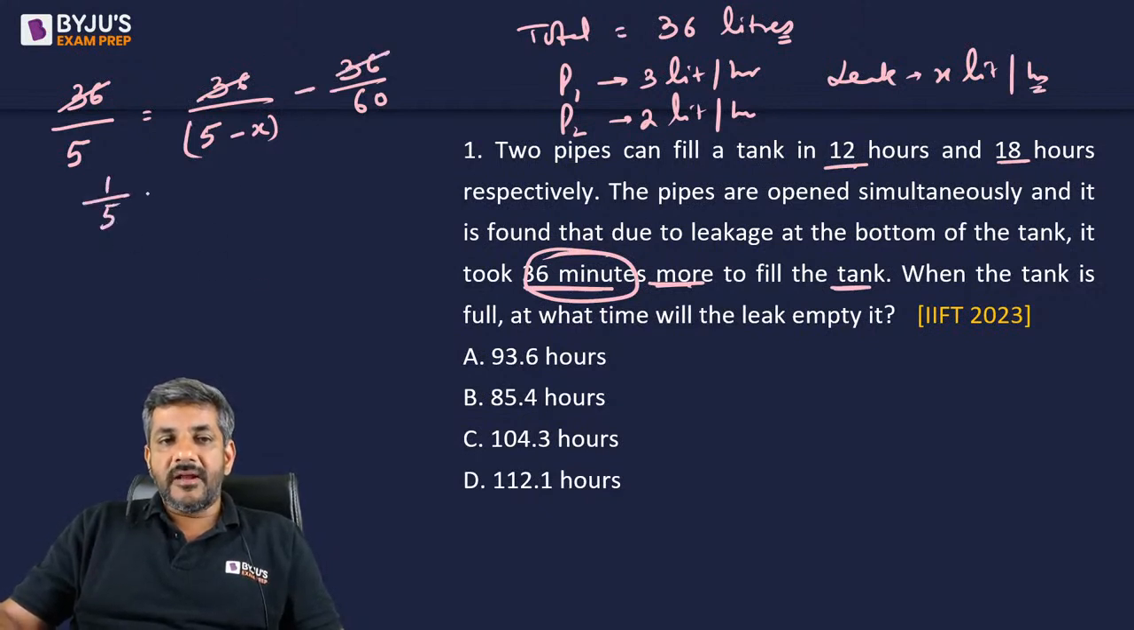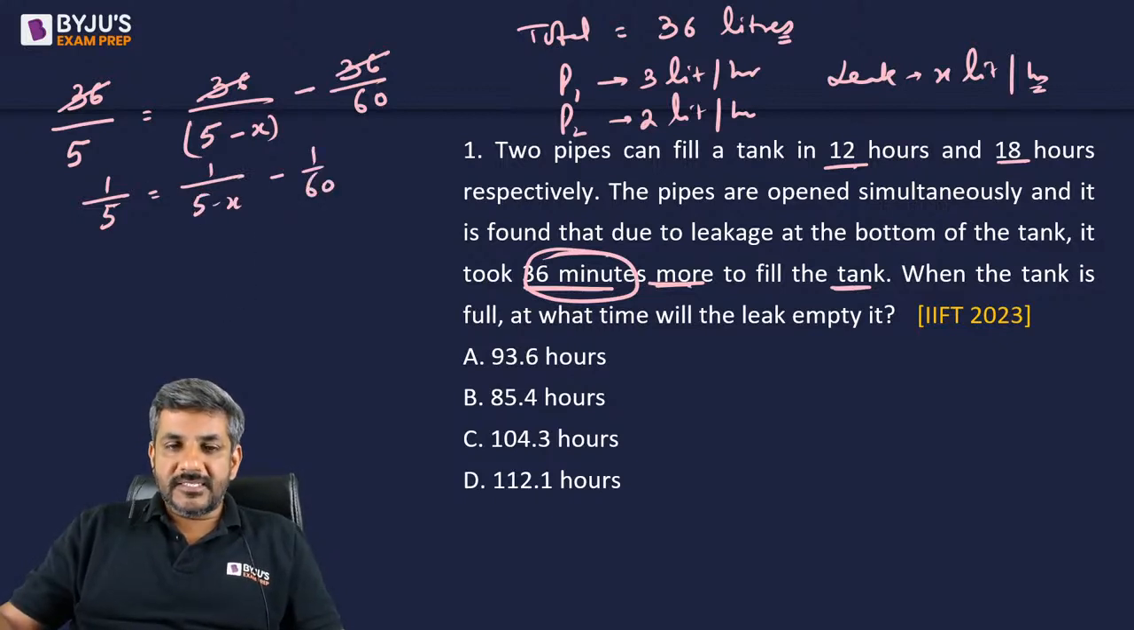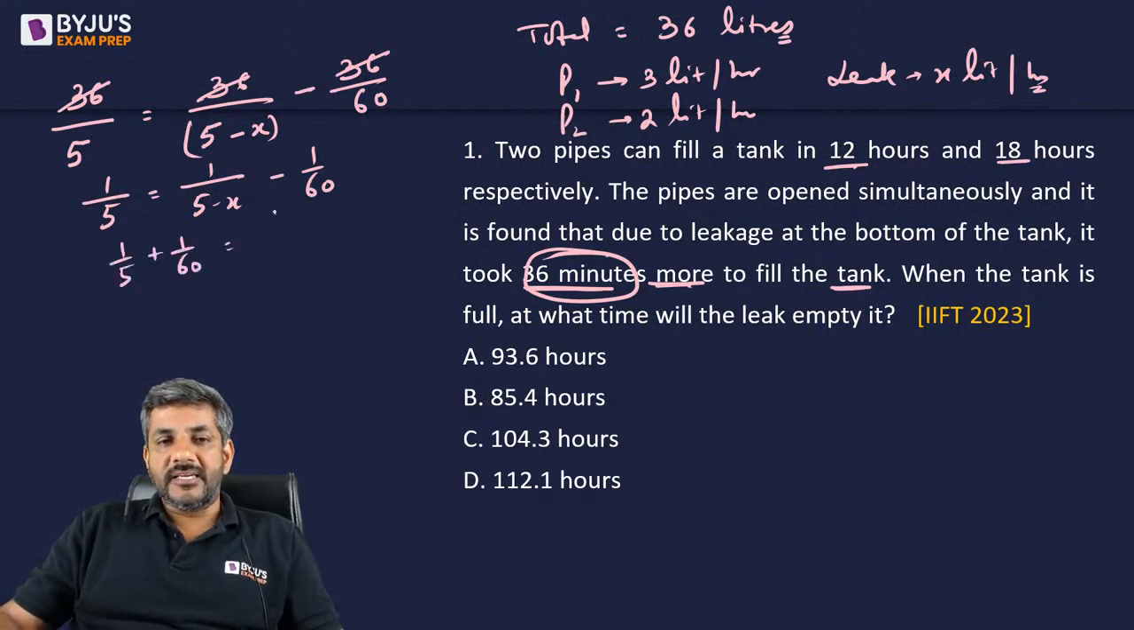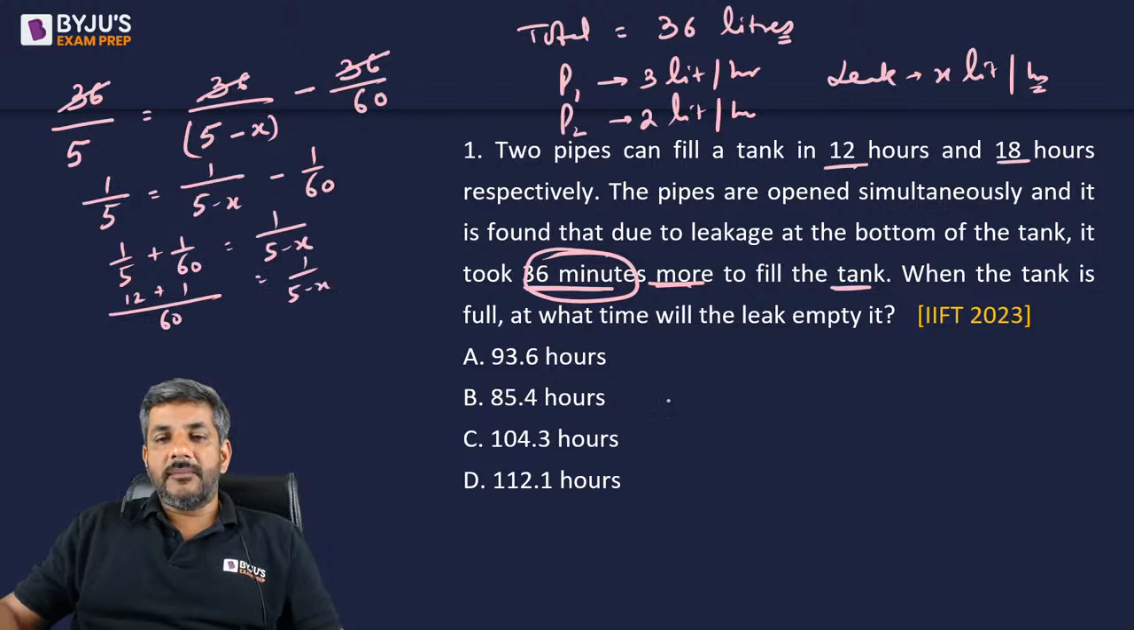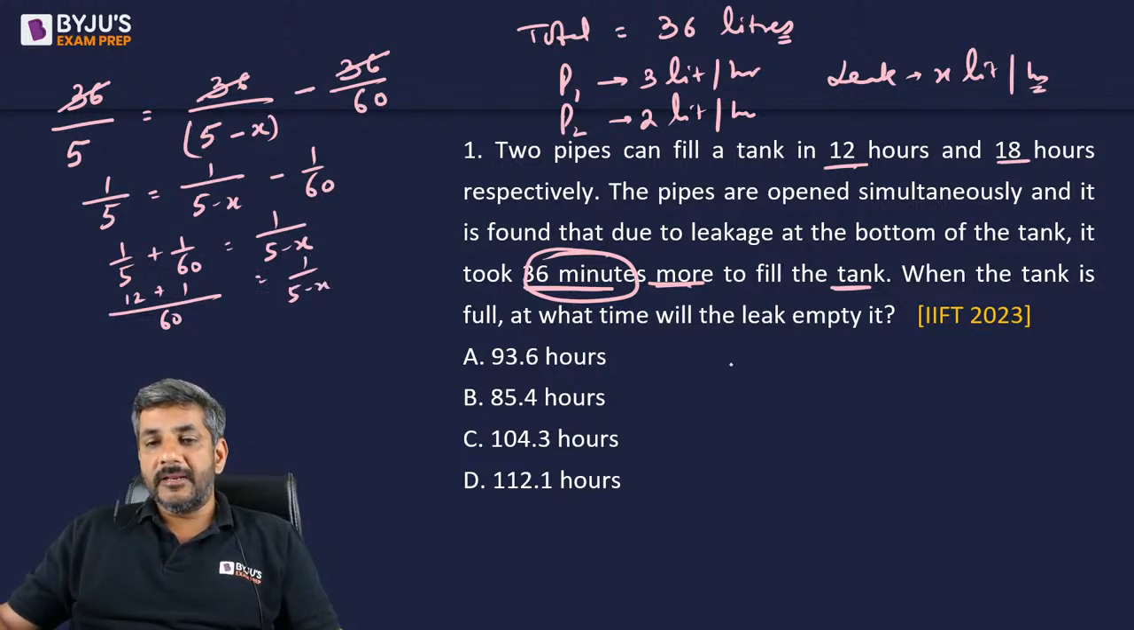I will have 1 by 5 is equal to 1 by (5 minus x) minus 1 by 60. Let's take 1 by 60 on the other side. 1 by 5 plus 1 by 60 is 1 upon (5 minus x). Here the LCM is 60. I get 13 by 60 is equal to 1 by (5 minus x). Just cross multiply it. 13 5s are 65 minus 13x is equal to 60, or 13x is equal to 5.